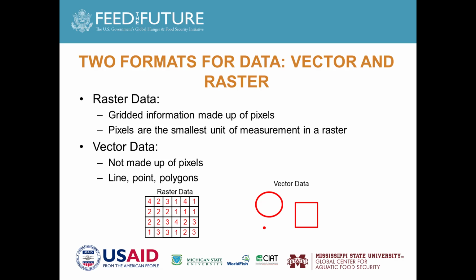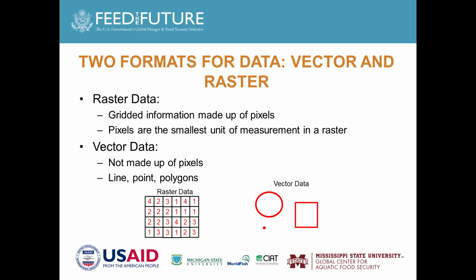For example, this could be just a small subsection of a much larger raster that holds a lot more data. And the most common example of raster data is images. So pictures that you would take on your phone, that is an example of raster data.